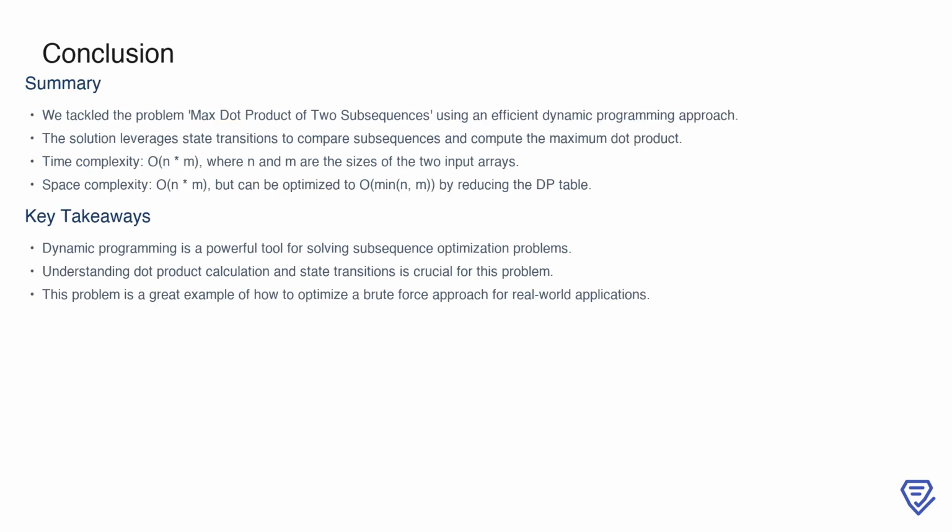Great job making it to the end. To summarize, we explored the max dot product of two subsequences problem, broke it down into a dynamic programming solution, and analyzed its complexities. Remember the key insights for tackling similar problems in the future.